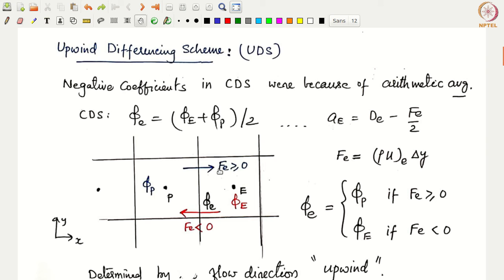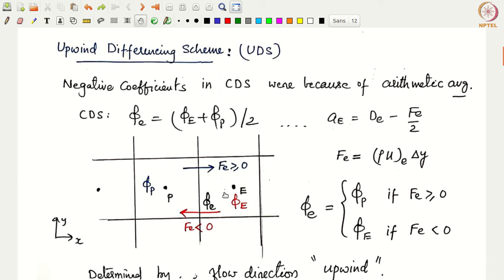If you look at the definition of mass flow rate, it contains density, velocity, and the delta y. Delta y is positive, density is positive, so it depends on ue. If ue is positive, that means Fe would be positive, right? The flow is going this way. If ue is negative, Fe would be negative, and it would be going in the negative x direction, here shown using a red arrow. Right? Alright, so we have these two conditions.